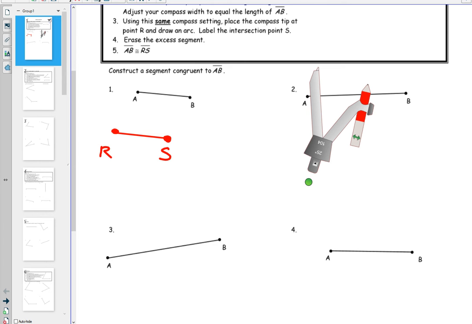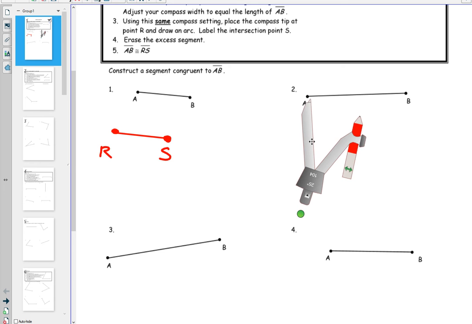Okay, so what you should have done is you should have gotten your compass, measure the distance now between A and B.